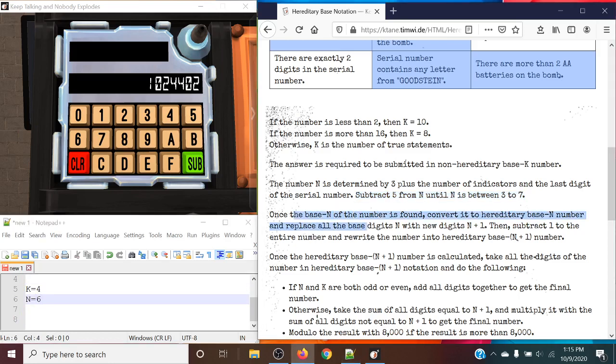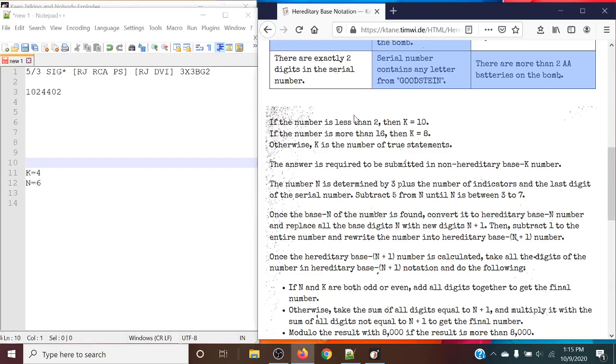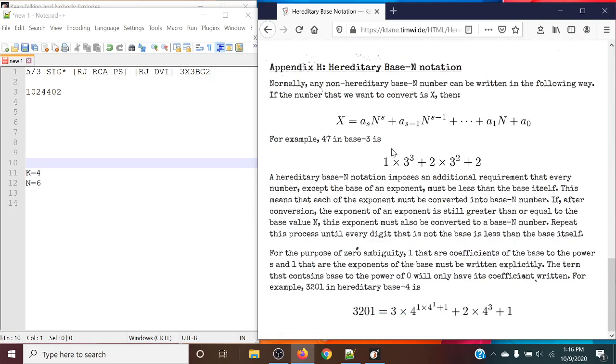Once the base n number is found, convert it to hereditary base n number. So let's do that first. Let's actually break apart this module. So how exactly does hereditary base notation look? Well, how does base writing look? For example, in 47 right here, in base 3, it would look like this.